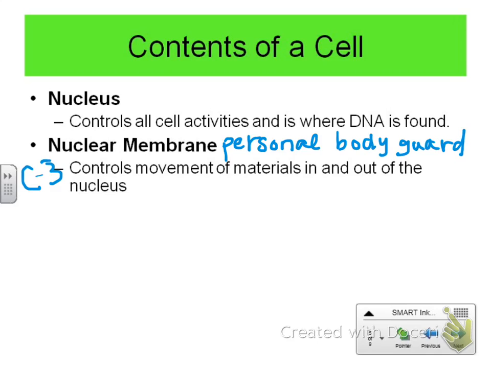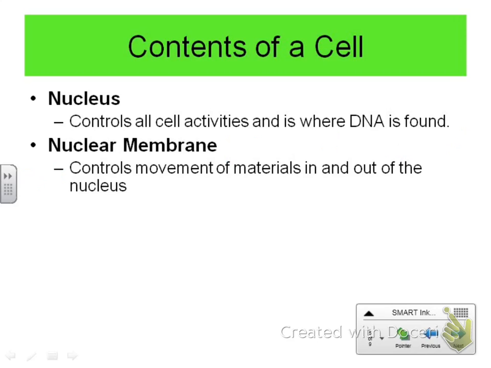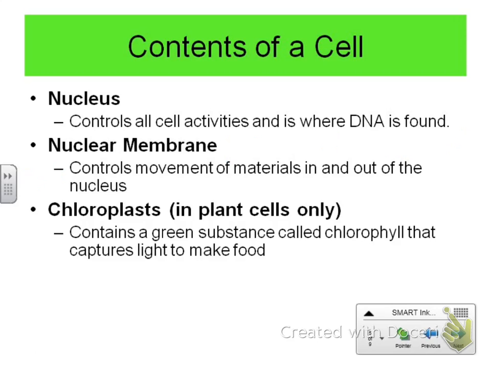All right, next one we're going to talk about is chloroplast. Now, chloroplast, what letter is chloroplast? K. Okay, a couple of things. Let's look at that definition. Okay, it contains a green substance called chlorophyll that captures light to make food. Okay, can somebody match that with its definition right off the bat there? Eli, what number is it? 1. Does everybody agree with Eli?